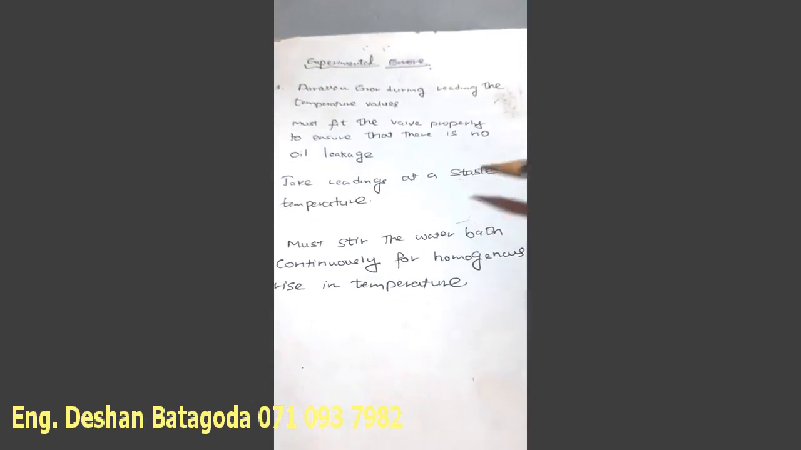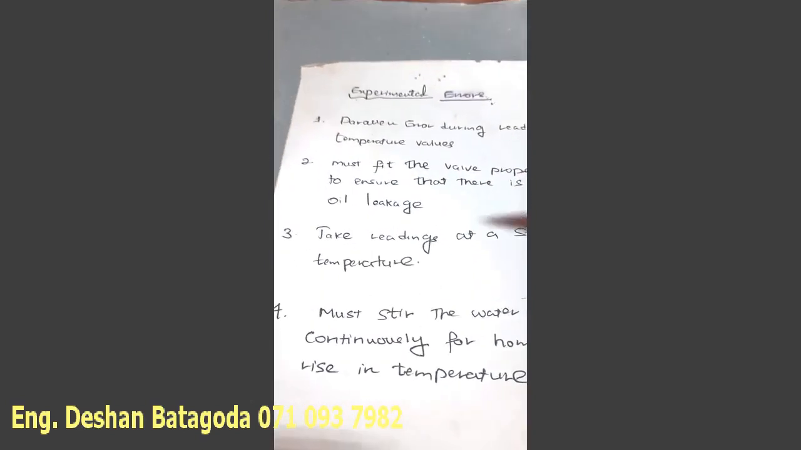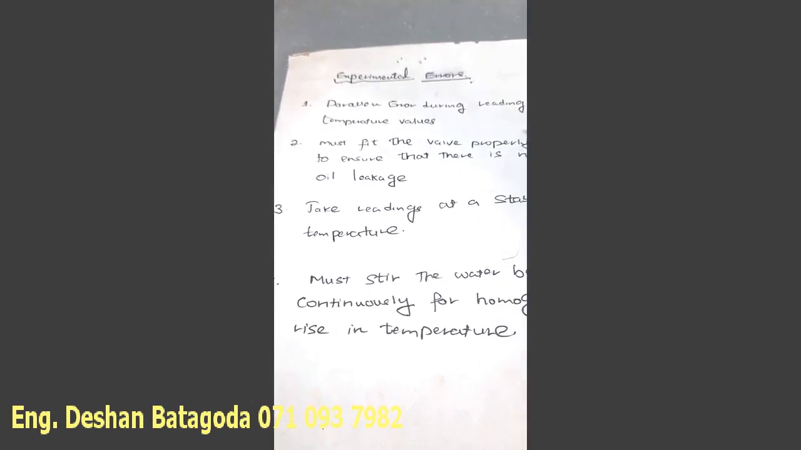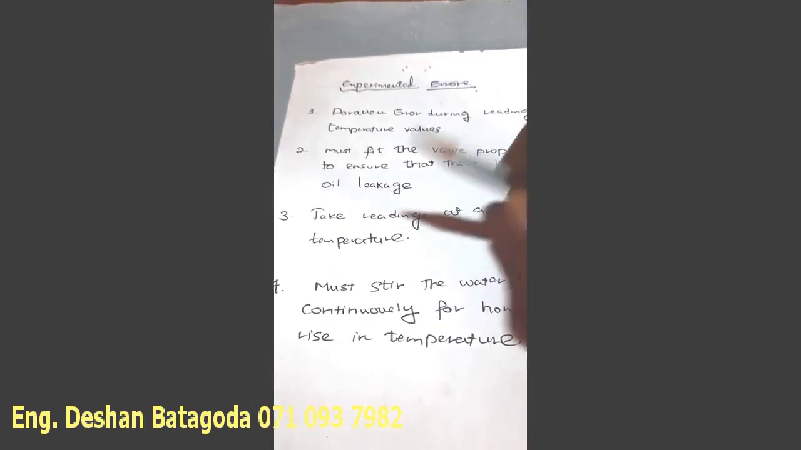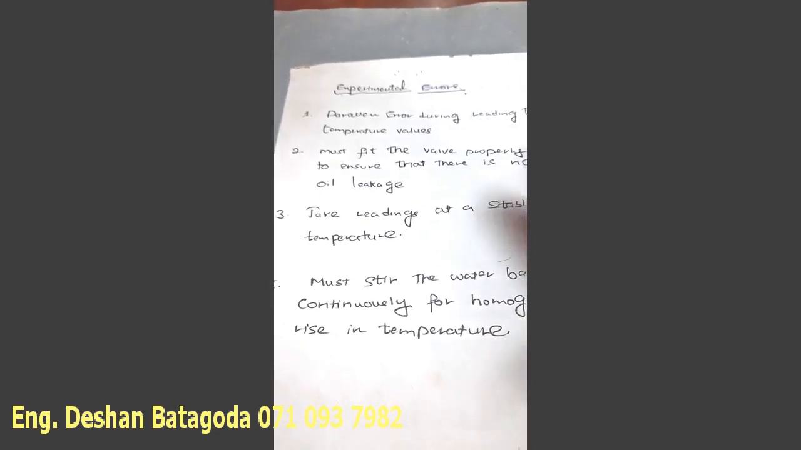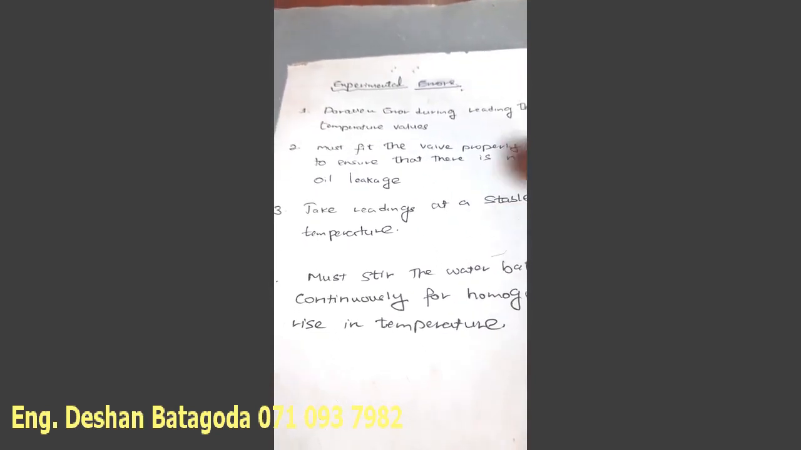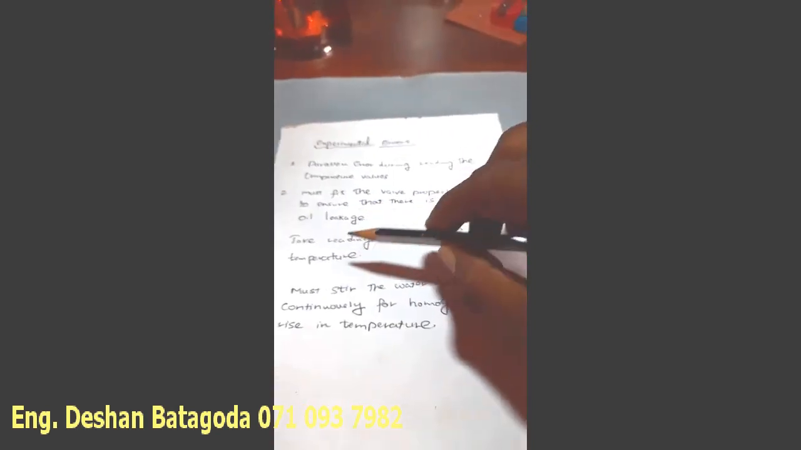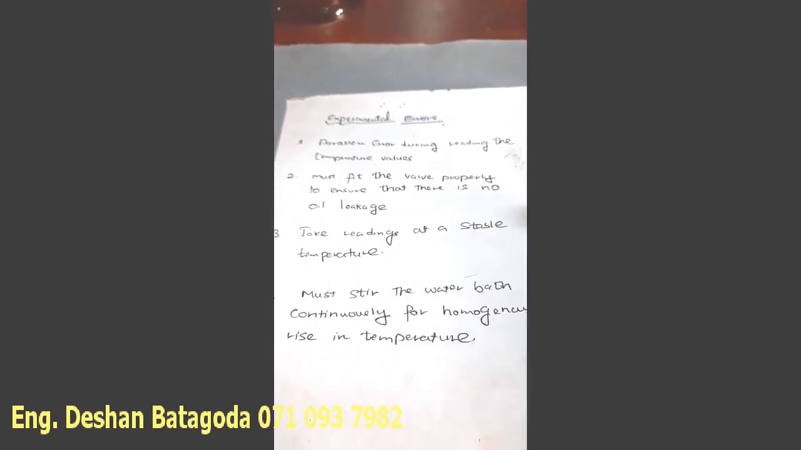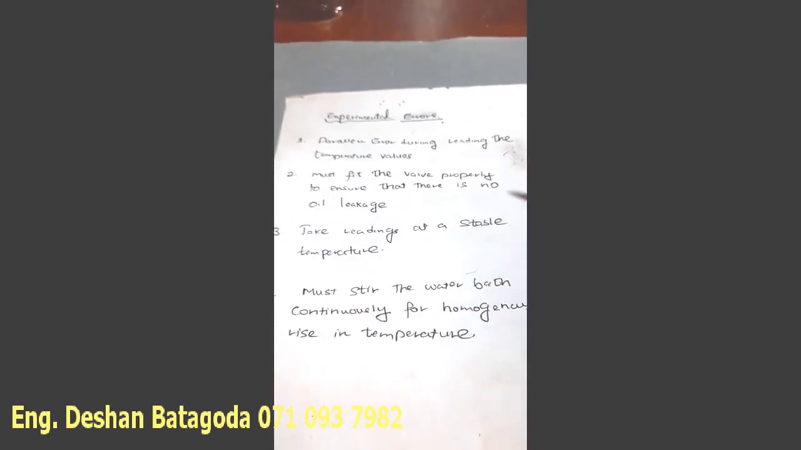Next one, take readings at a stable temperature. If you are going to consider the temperature, that temperature will actually vary. It is very difficult to observe the temperature value at one particular stable position. But be very careful when you are going to take the temperature readings. You have to take the temperatures at a stable value. Take readings at a stable temperature.